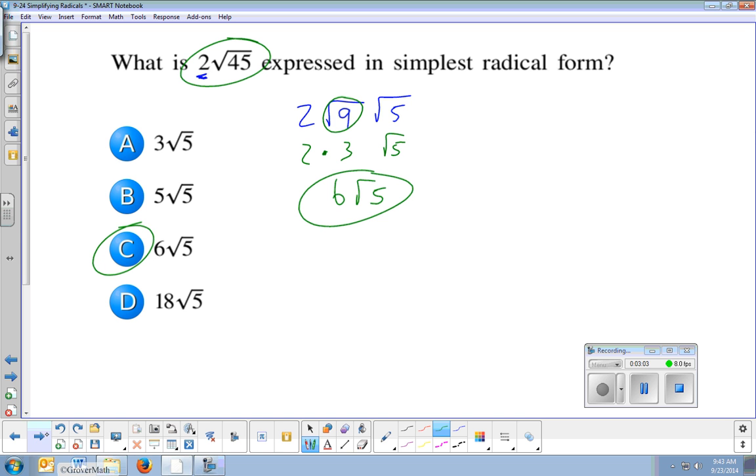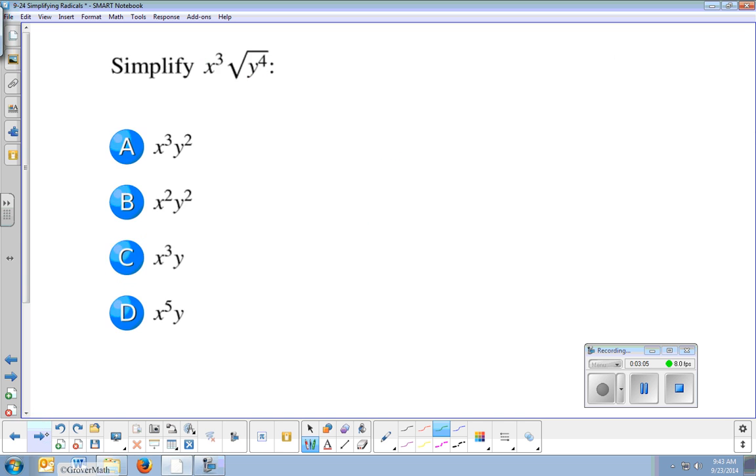All right, so let's try something now that maybe you haven't done. This is radicals, but with variables and exponents. And basically, when it's an even number like this, it's pretty simple.